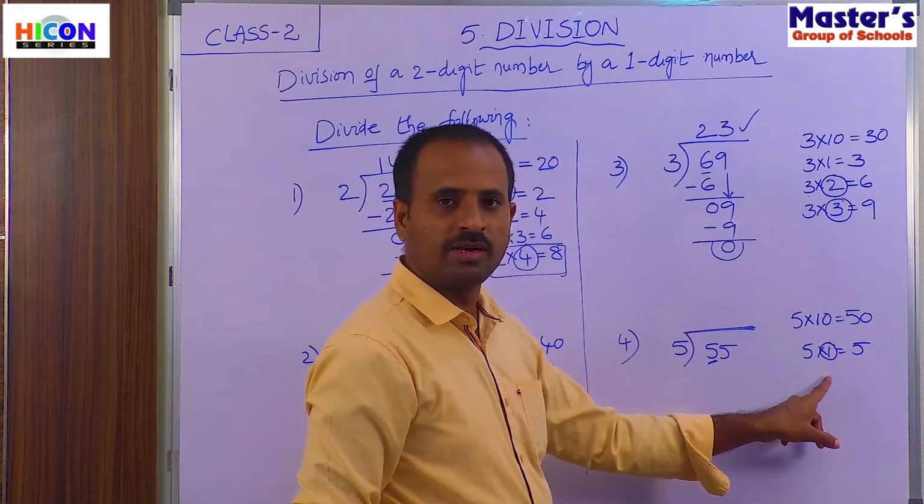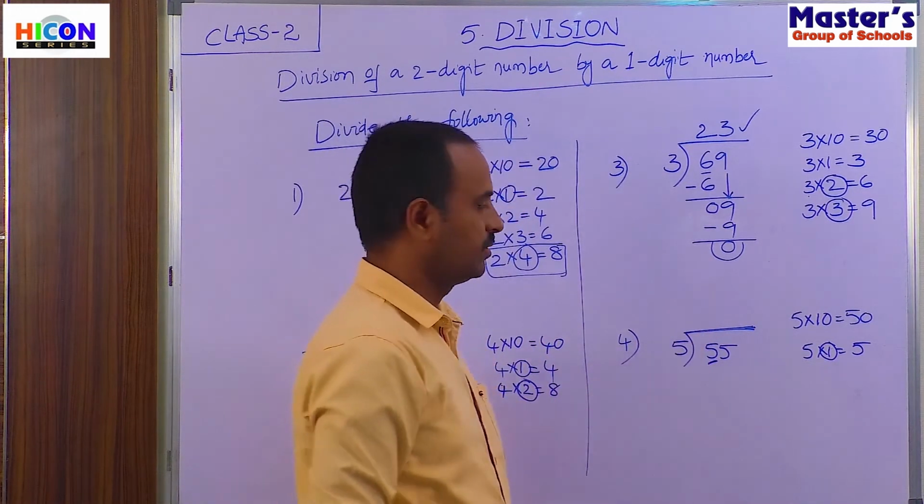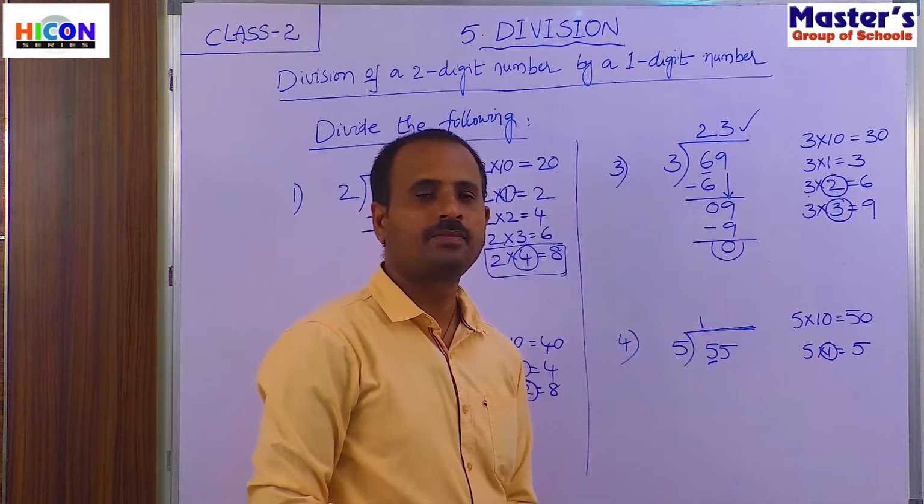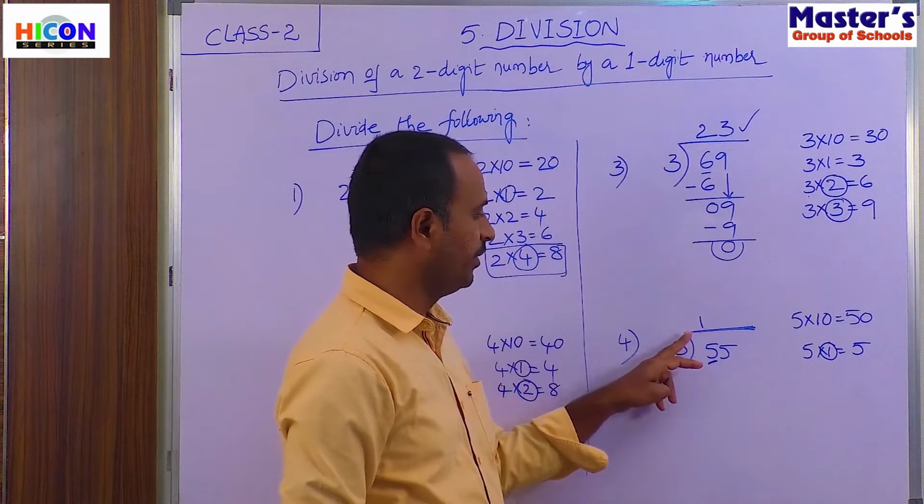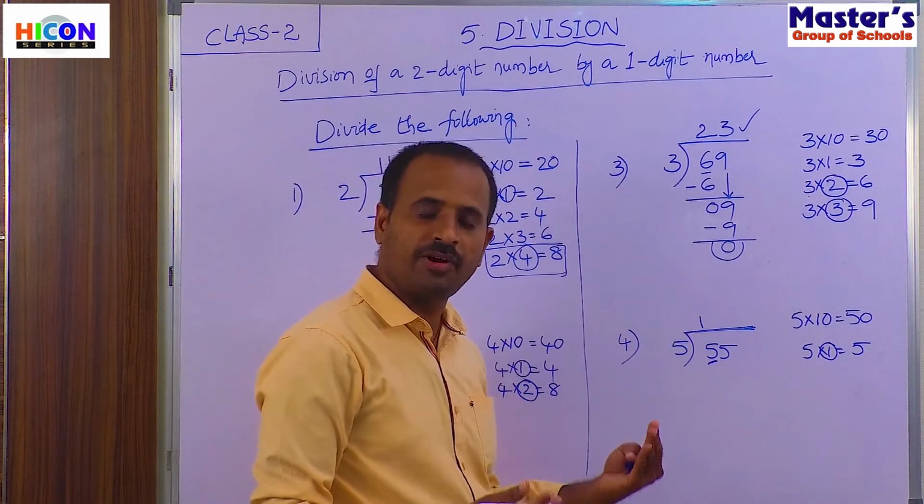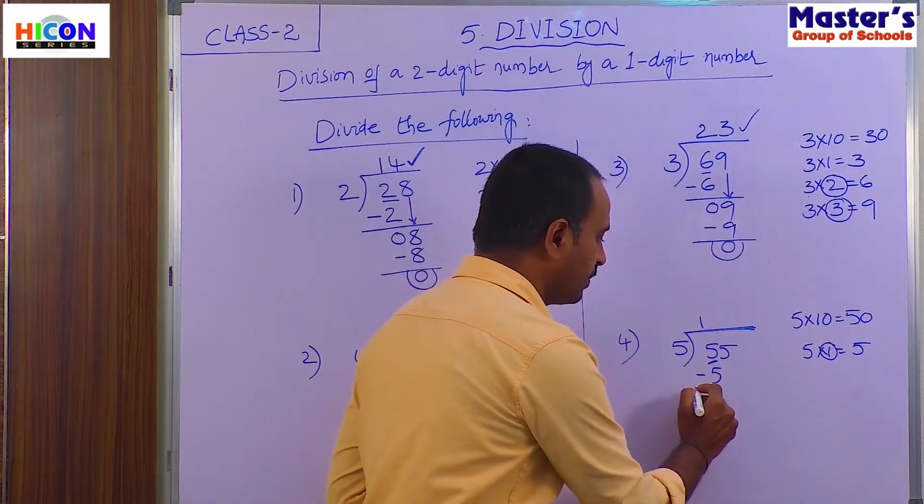So write this 1 in the quotient above the dividend. Now multiply these two, 5 into 1. It is 5 ones are. How much are 5 ones? 5. So write that 5 below the first digit and subtract.